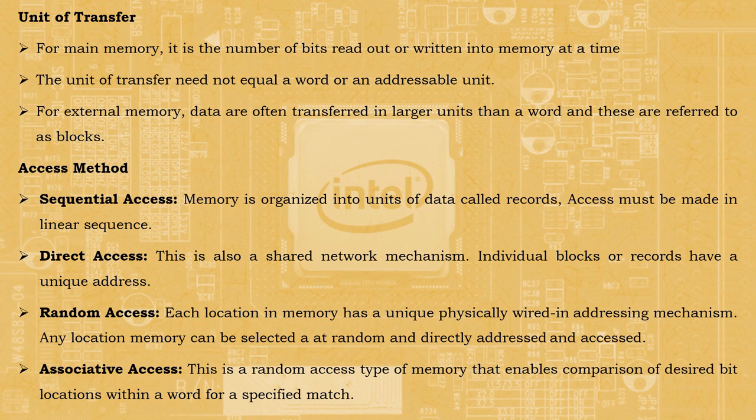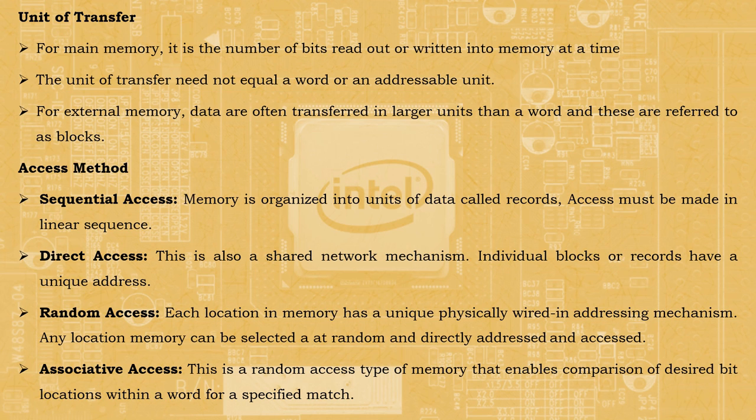Access method. There are four types of access method: sequential access, direct access, random access, and associative access. Let's discuss one by one. Sequential access. Memory is organized into units of data called records. Access must be made in a linear sequence. A shared read or write mechanism is used for data movement.